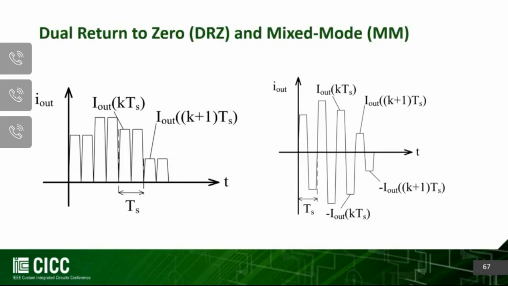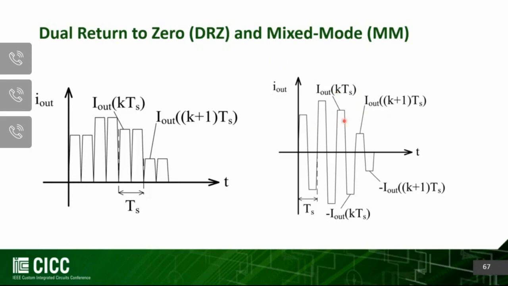There are two notable other options I'd like to mention here. The first one is the dual return to zero, seen on the left-hand side. This is basically like having two return to zero DACs using the same code, feeding the same output, but shifted by half a clock from one another. Why bother? Because you get the design advantages offered by a return to zero DAC, but now your output is active for the whole clock cycle and you recover the full output power of a non-return to zero DAC.